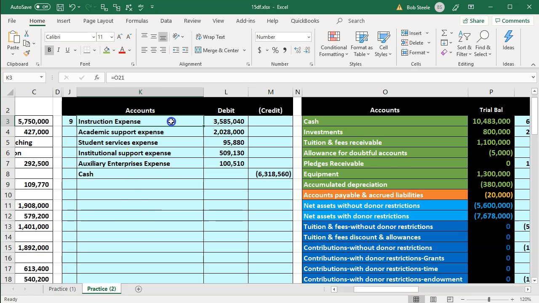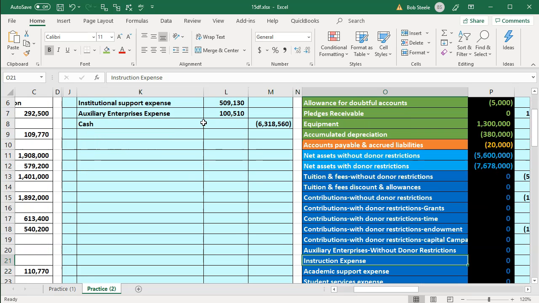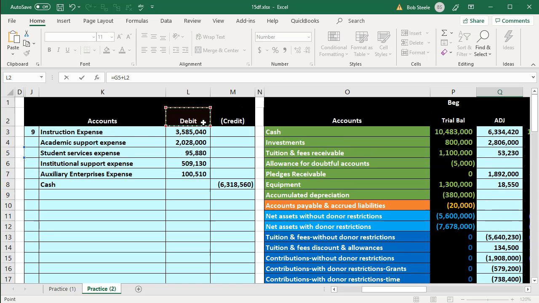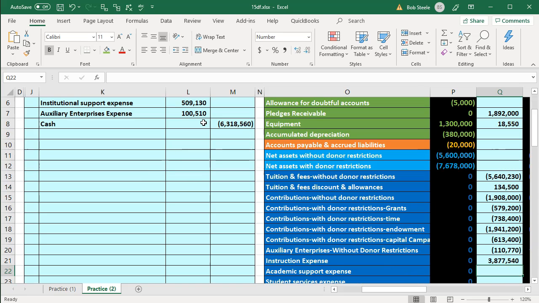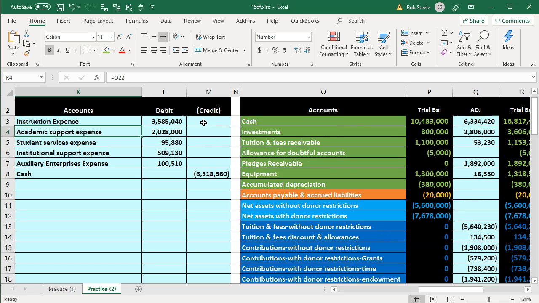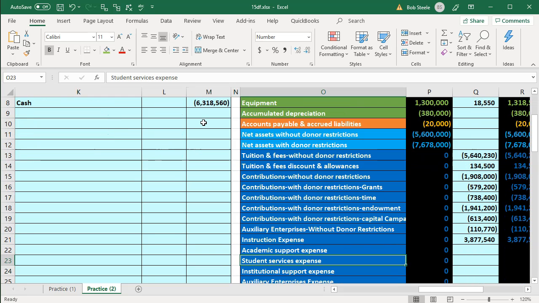We're in the instruction expense. So let's go to instruction expense down below, where all the expenses are. So instruction expense is in Q21. Something's in it, so I'm going to say F2 on the keyboard plus, and then F2, and then scroll back over to pick up the amount of the 3,585,40. There we have that. The next one we're looking for is going to be the academic support expenses. So I'm going to scroll down and pick up the academic support expenses. So here we have those.